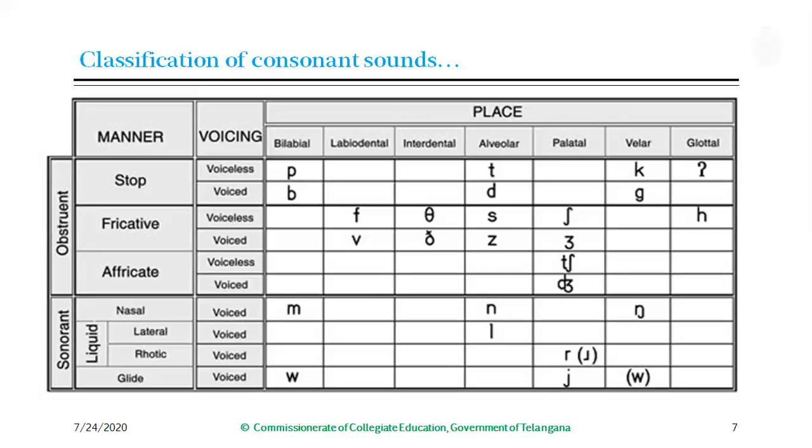And the last one is the glottal sound. The glottal sound is produced by obstructing the airflow in the vocal tract. Ha, ha, ha. This is all about the places of the sounds produced in our mouth.